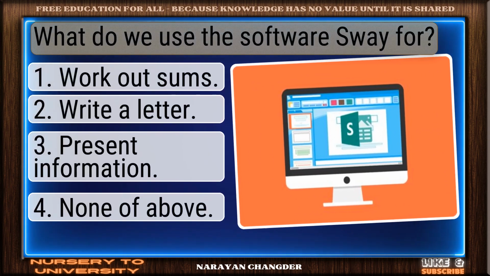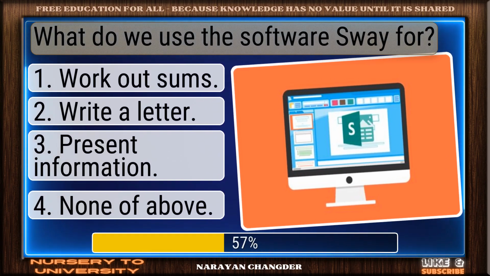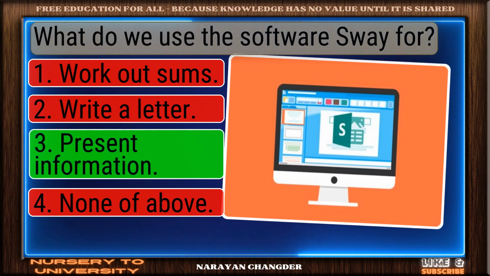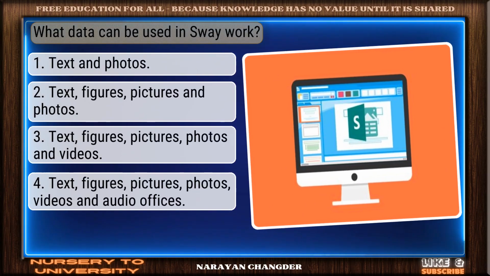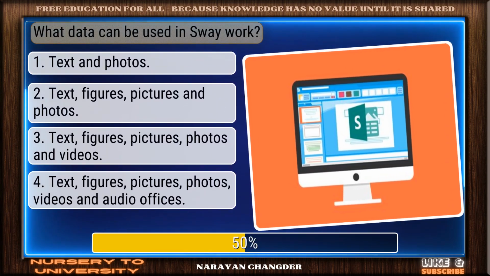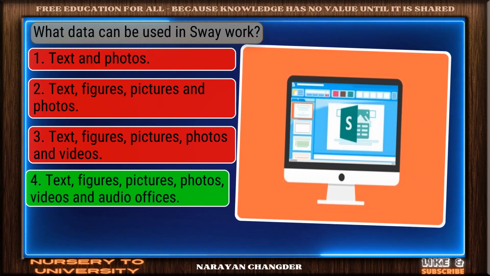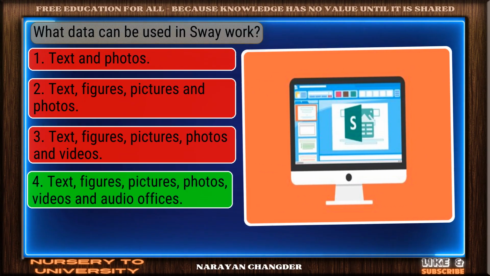Question number 63. What do we use the software Sway for? Correct response. Present information is the most accurate answer. Question number 64. What data can be used in Sway work? Smart move. Text, figures, pictures, photos, videos, and audio offices is an accurate answer.